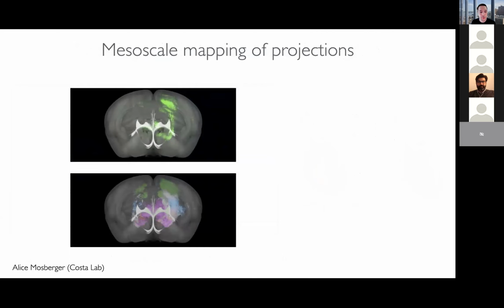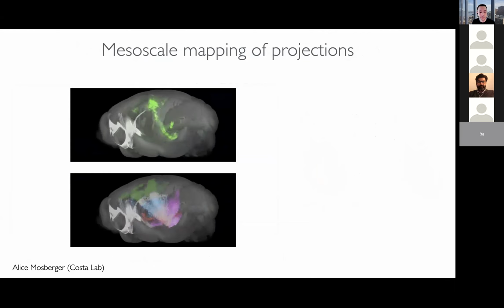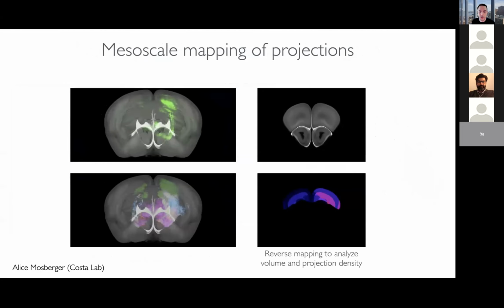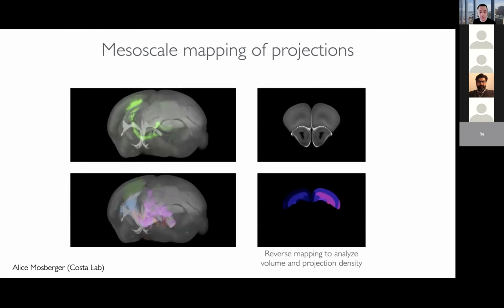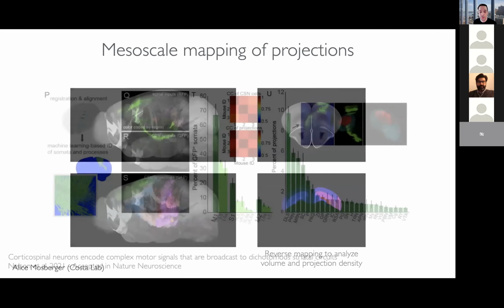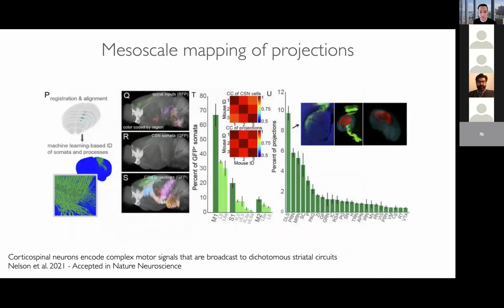And we could also do this looking at projections. So this is some data that Alice gave me early on to develop this pipeline, and here we can actually map this in the brain, and also start to look at which brain regions these neurons are innervating. And then we can also do some initial slice by slice projections, as well as heat map analysis. I'll just go back there.